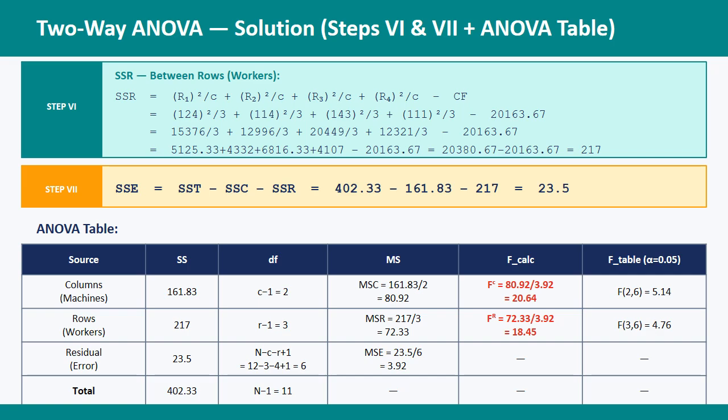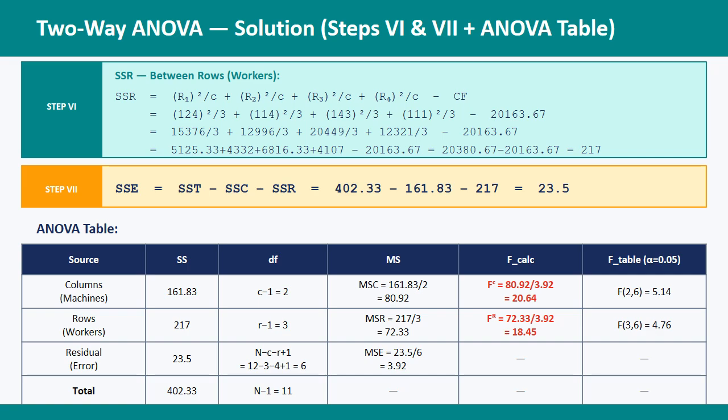So by having all these values, we can find the calculated value of F by applying the formula. Here, since F should be positive, we get the value as MSC divided by MSE as well as MSR divided by MSE. The F value calculated for columns is going to be 20.64 and the F value calculated for rows is going to be 18.45. So this is the calculated value, and from the degree of freedom we can easily find the table value.